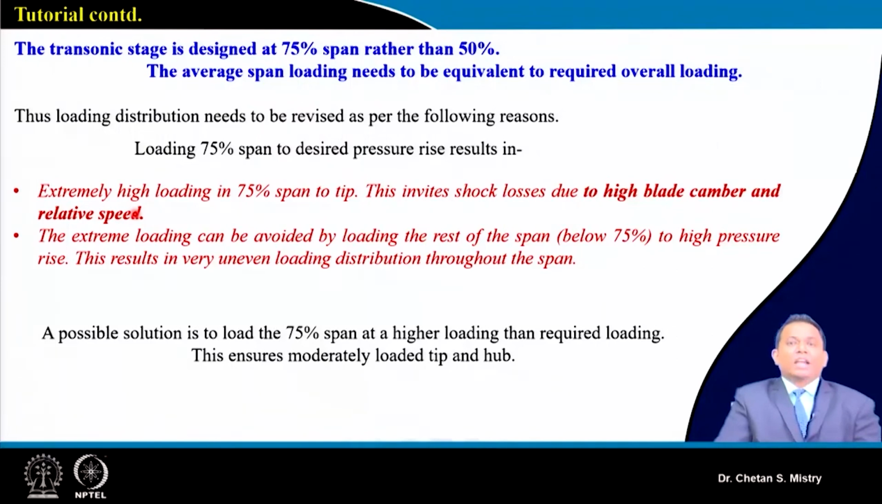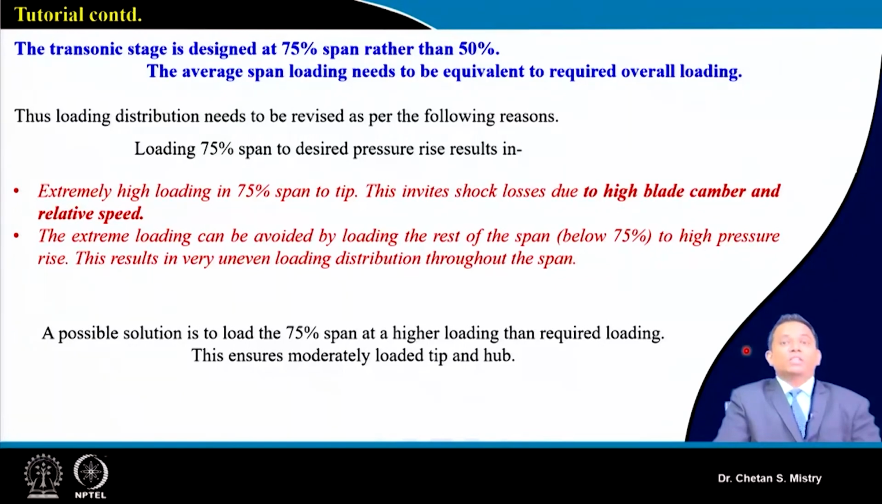If we are doing this kind of configuration, what will happen? We will have a distribution of the pressure that will be varying in a different way. Suppose we are varying our pressure ratio to be on the higher side from 75% span towards the tip, then it will be very highly loaded near the tip region, and that will give a very high camber angle, and maybe the relative velocity also will be on the higher side. This will lead to increased losses.